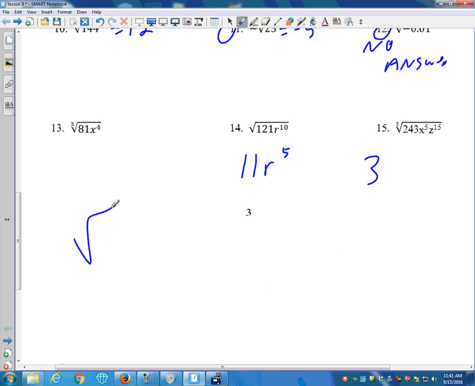Do you know the fifth root of x to the fifth? X. Very good. Do you know the fifth root of z to the 15th? Z to the third. Because z to the third times z to the third times z to the third times z to the third times z to the third would be z to the 15th. You would add the exponents.